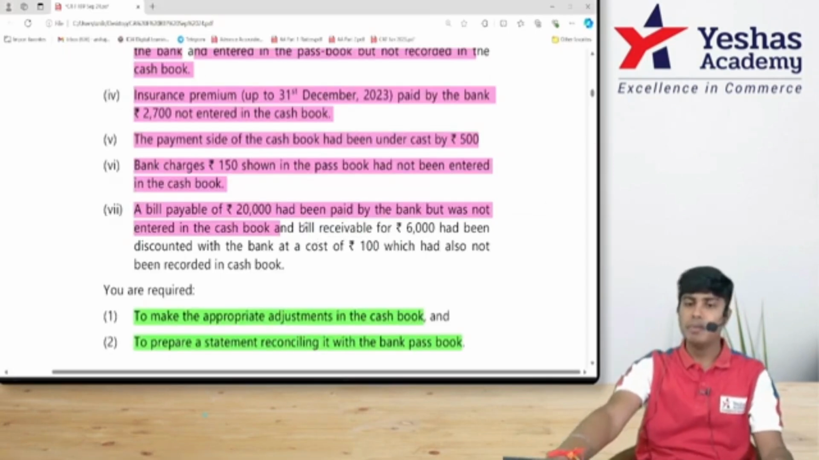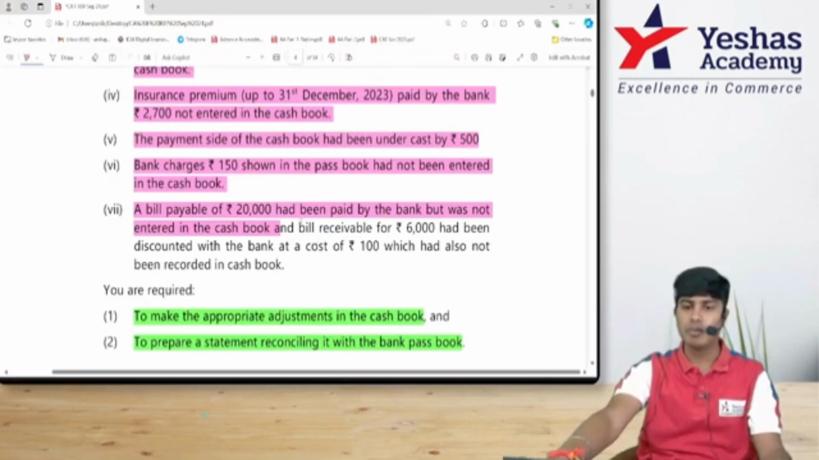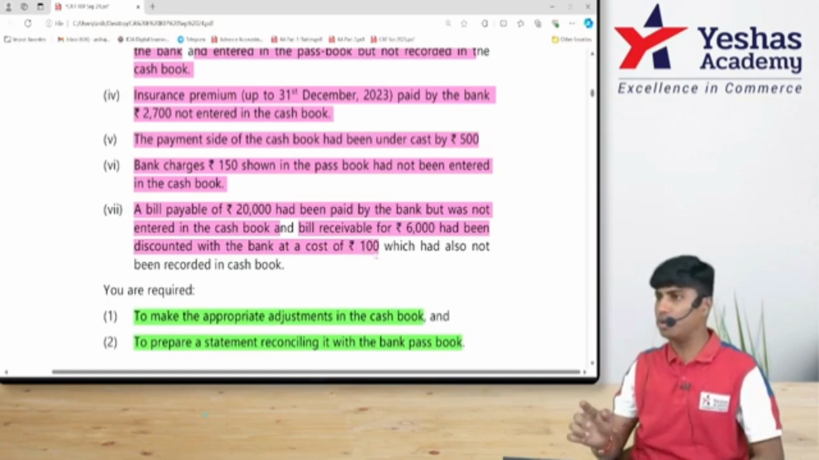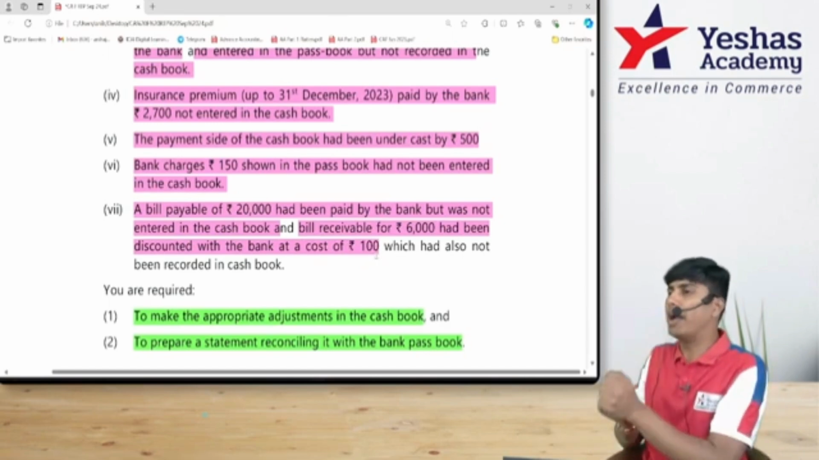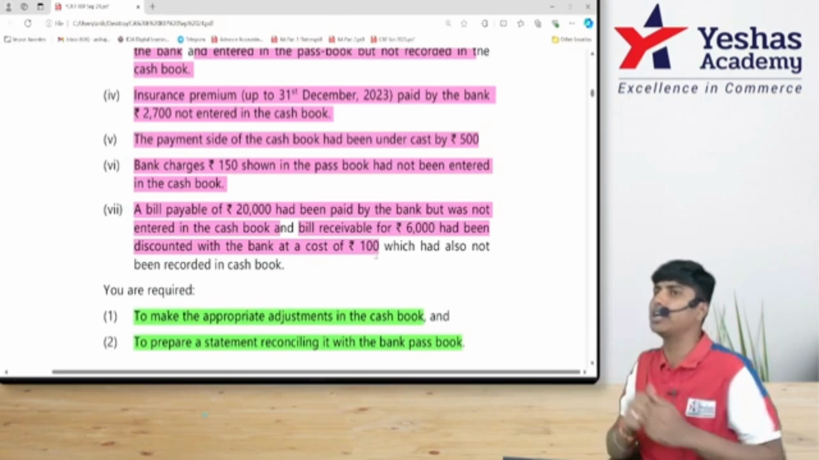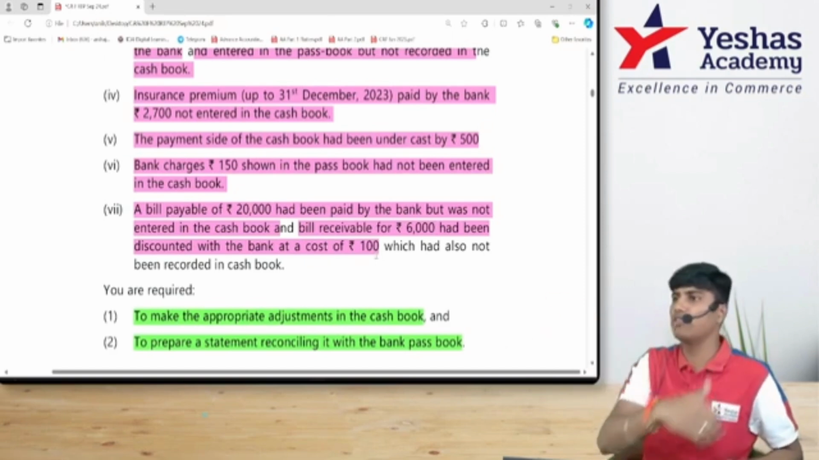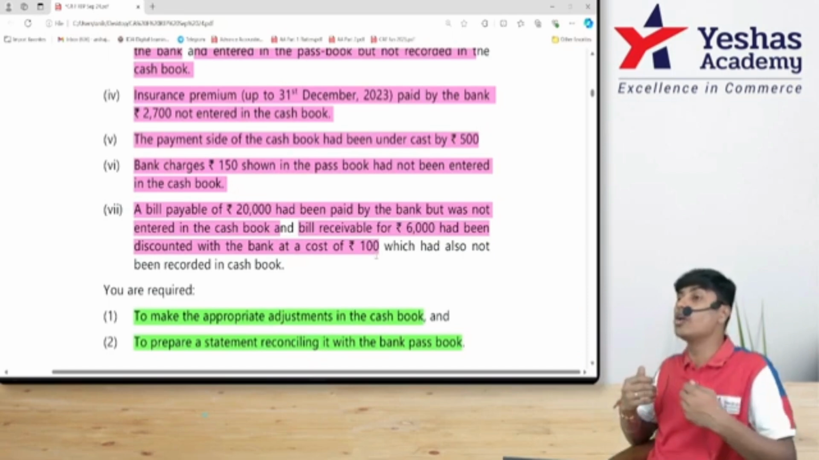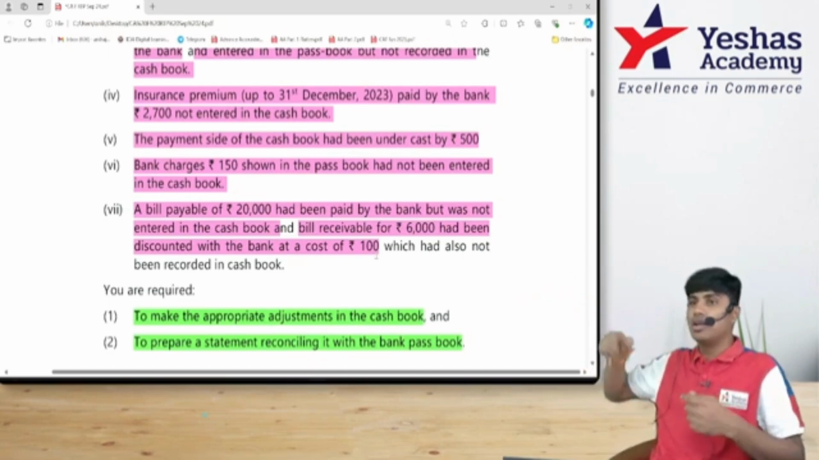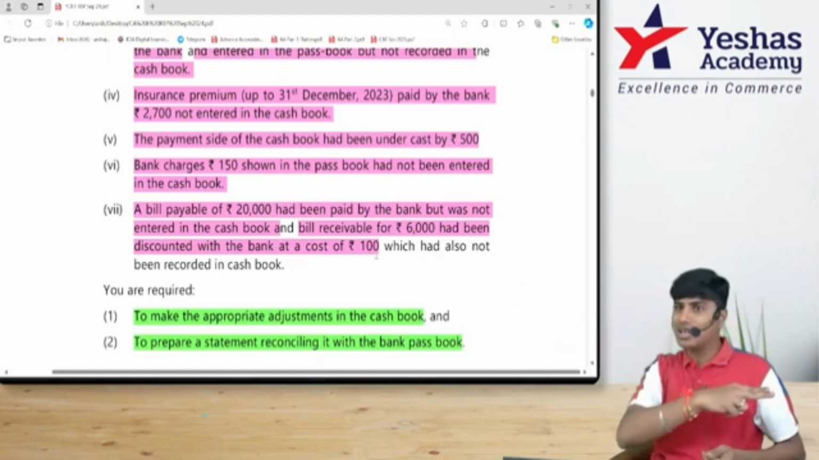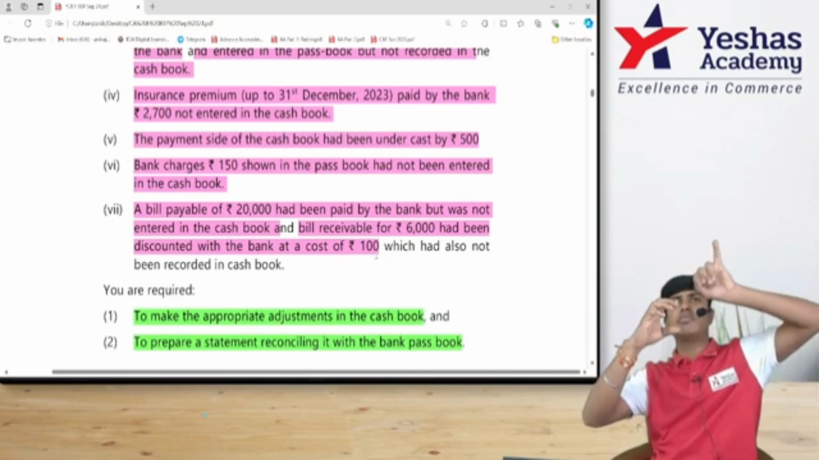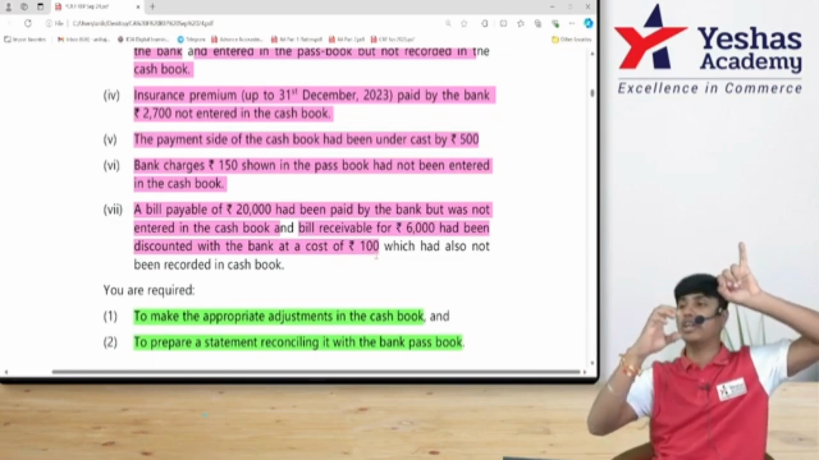After this, bills receivable, there is an adjustment. Have a look. Bills receivable of rupees 6,000 had been discounted with the bank at a cost of 100. I took a 6,000 rupee bill to the banker and said, okay banker, I need money immediately, take this bill and give me money. The banker cut 100 rupees and gave me 5,900. What is the value of the bill? 6,000. How much will the bank give me? 5,900. When the banker gave 5,900, my passbook balance increased by 5,900.